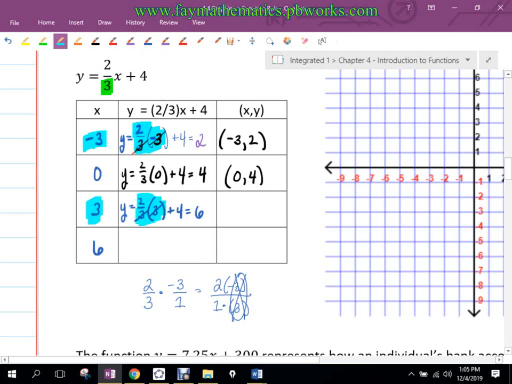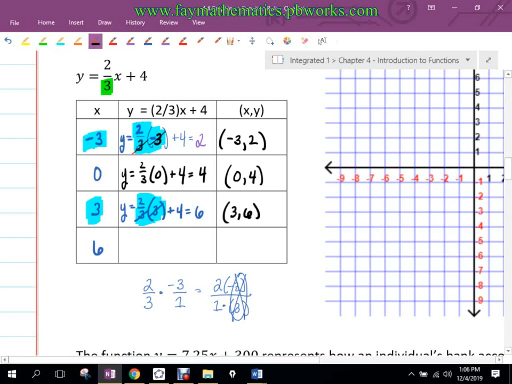Okay, so the idea of using that -3 and that 3 again is because that math right there and that math right there, other than the negative sign, is exactly the same, right? So why reinvent the wheel? Why try to do new math when I've already got old math that can kind of take its place? Okay, so now I've got the ordered pair 3, 6, right?